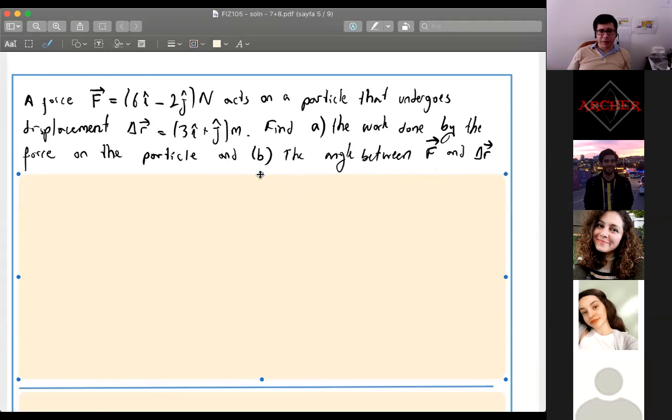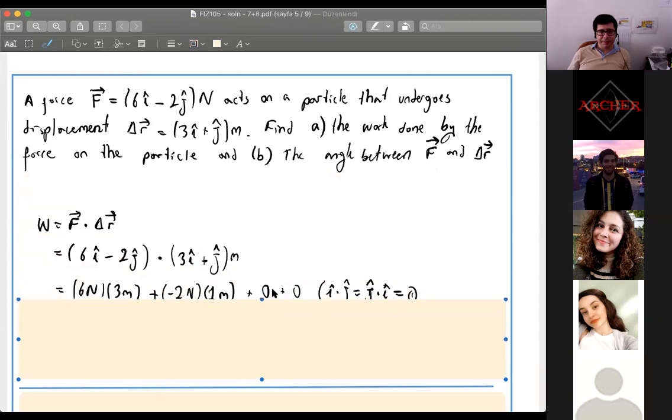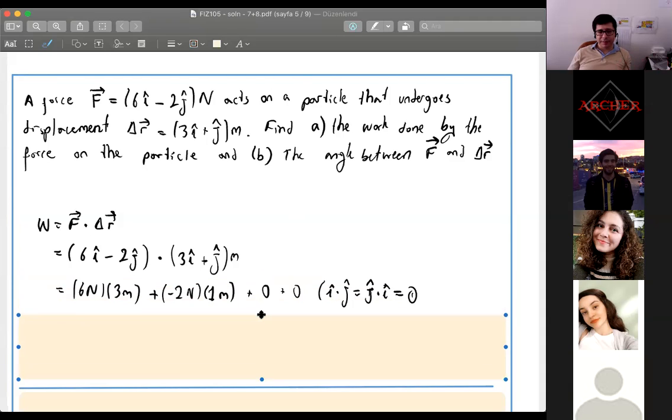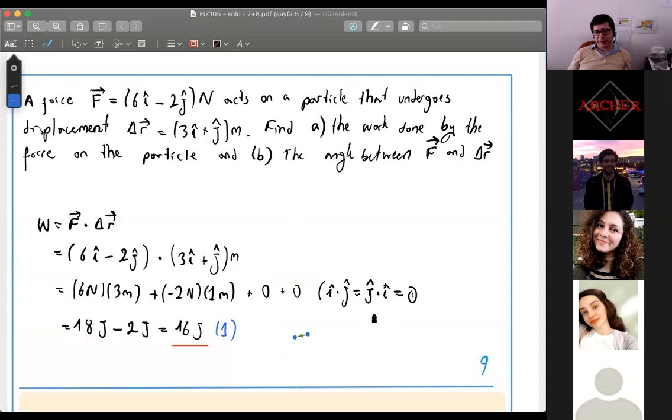Forces are given in unit vector notation. We simply multiply them. Okay, 6i minus 2j dot 3i plus j. Expand it, okay? i dot i and j dot j terms survive. Those multiplications are 1. Cross multiplications i dot j are 0. They are perpendicular, okay? As shown in here. So work done is 16 joules, right here.